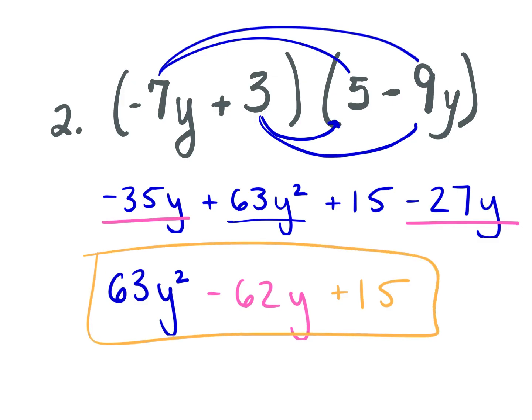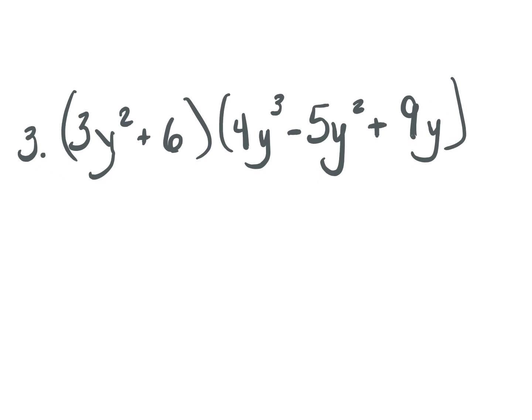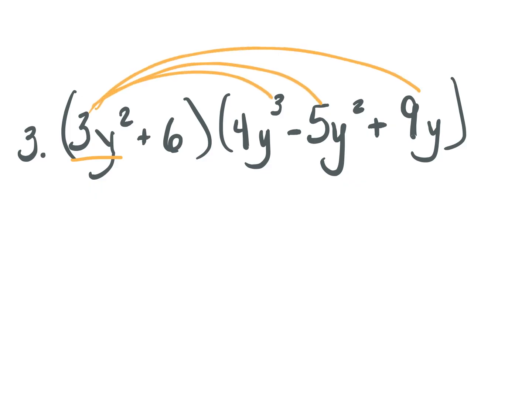Yes. Number 3 is similar, but in our first parentheses we've got 2 terms. In the second parentheses, we have 3 terms. So it's a little bit more than just FOILing. We have to make sure every term in the first parentheses gets multiplied to everything in the second. So starting with the 3y squared, I'm going to distribute that to everything in the second parentheses.